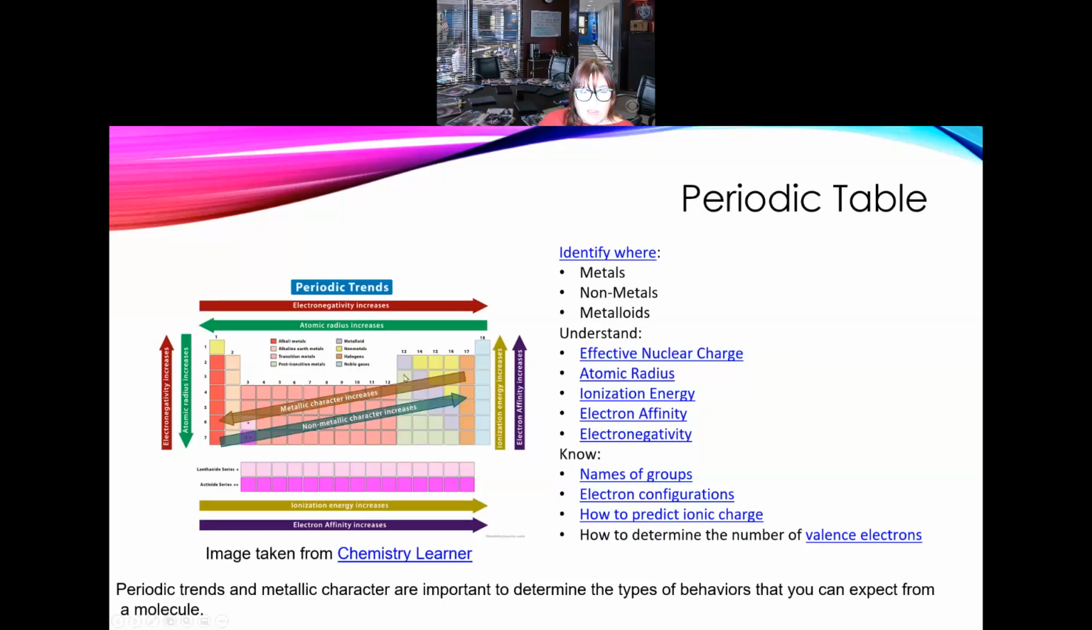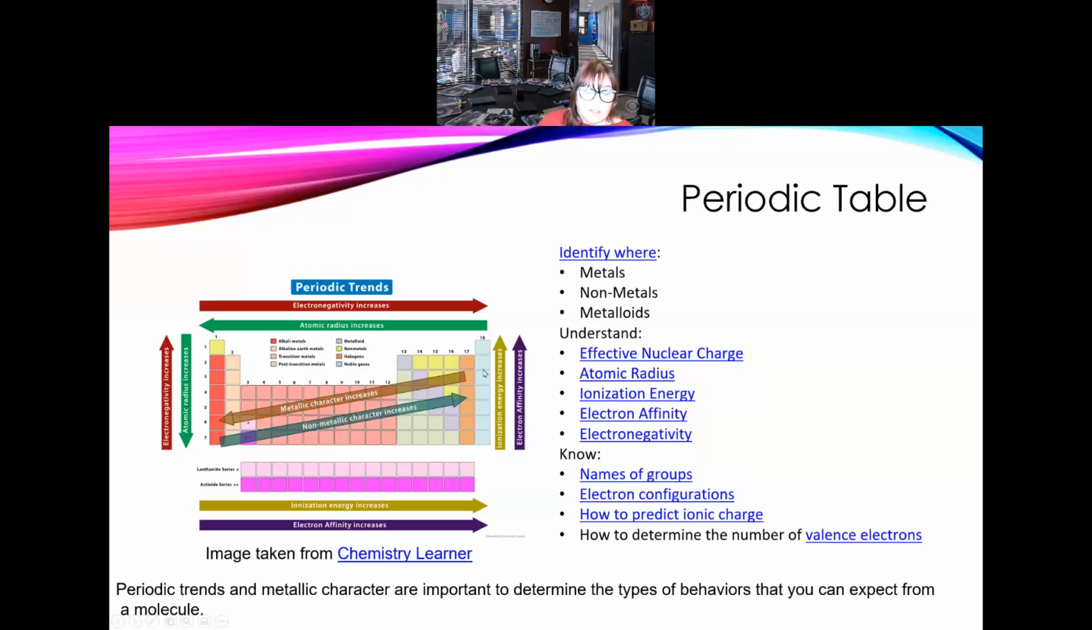Metals exist everywhere to the left of this stair step. So this stair step is where the metalloids exist. So they have properties of both metals and nonmetals. So those are the metalloids. Everything to this side and everything down here, those are all my metals. So most of the table are metals. The nonmetals is this stuff over here. So this corner and this down here. Those are my nonmetals, okay?